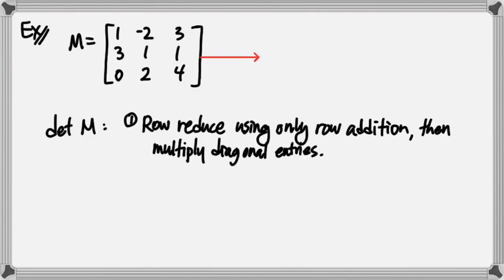So if I want to clear out this 3, I'll take row 2 minus 3 times row 1. It's going to be 0. 1 minus 3 times negative 2 is 1 plus 6, that's 7. 1 minus 3 times 3, 1 minus 9, that's negative 8. And then my bottom row is still fine: 0, 2, 4.